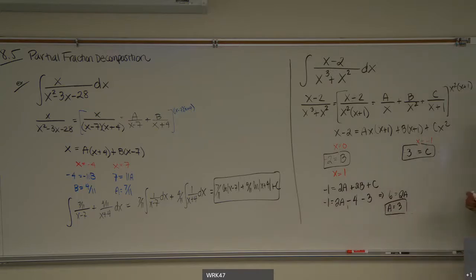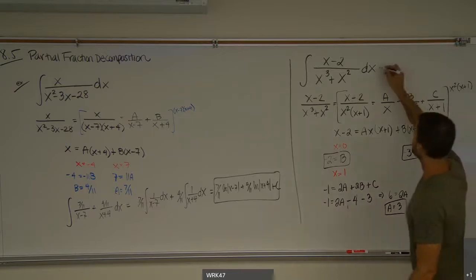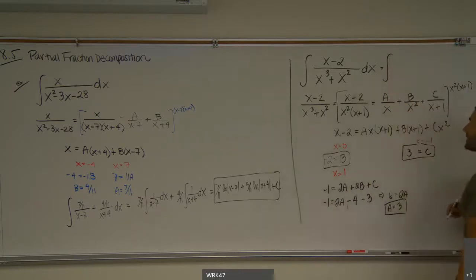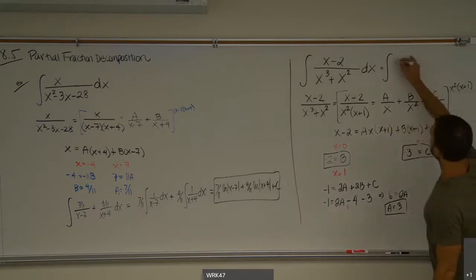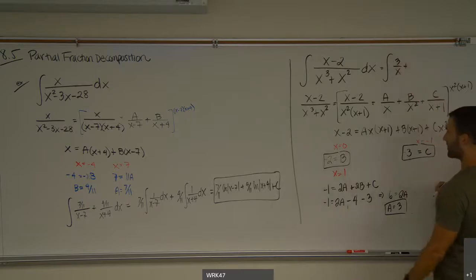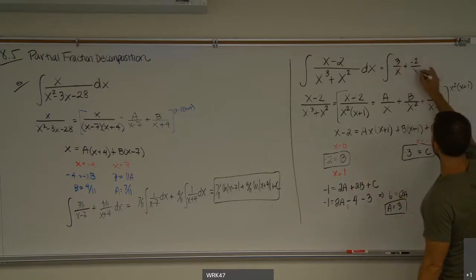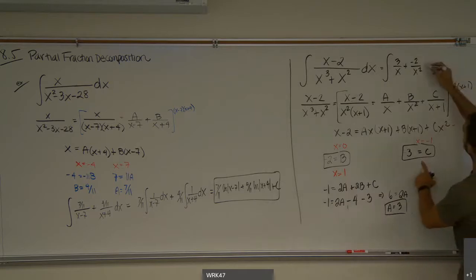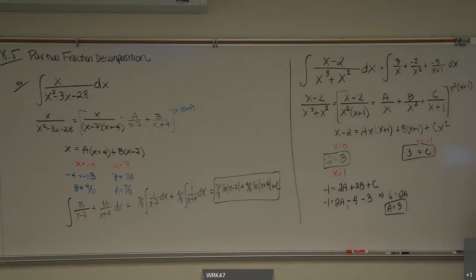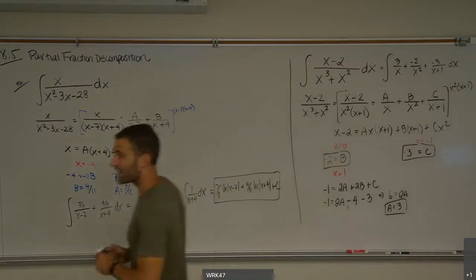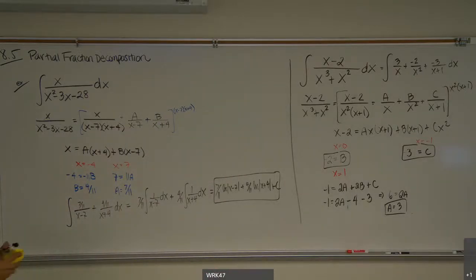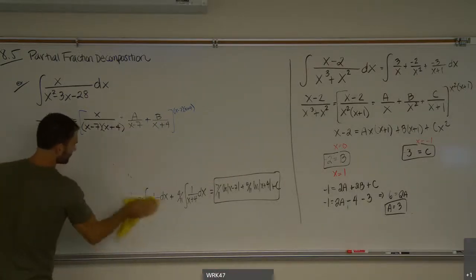Now, I'm not boxing these because we're not done. I'm just keeping track of what we found. We found A, B, and C. And so what that means is going up to this integral, I can rewrite this as the indefinite integral of a sum of smaller expressions. A is 3, so 3 over x, plus B is -2 over x squared, and C was -3 over x plus 1. Now we still have to do the integration, but the point is each of these pieces in this sum we can integrate directly, either by using my power rule or remembering natural log from calculus 1.